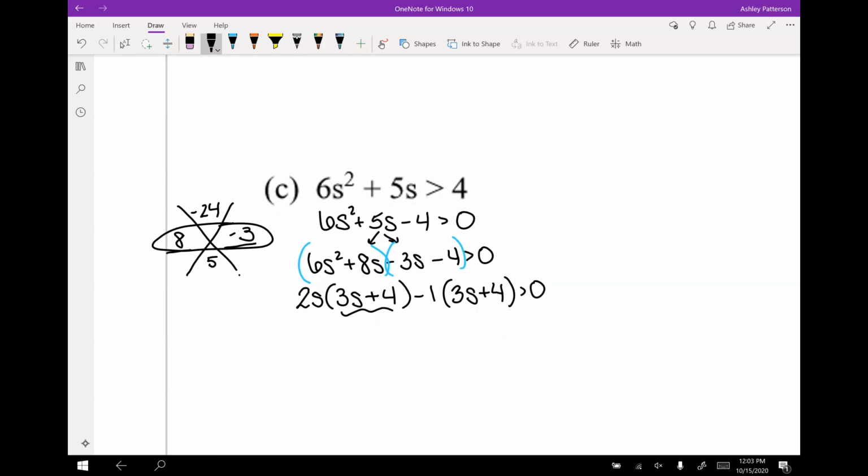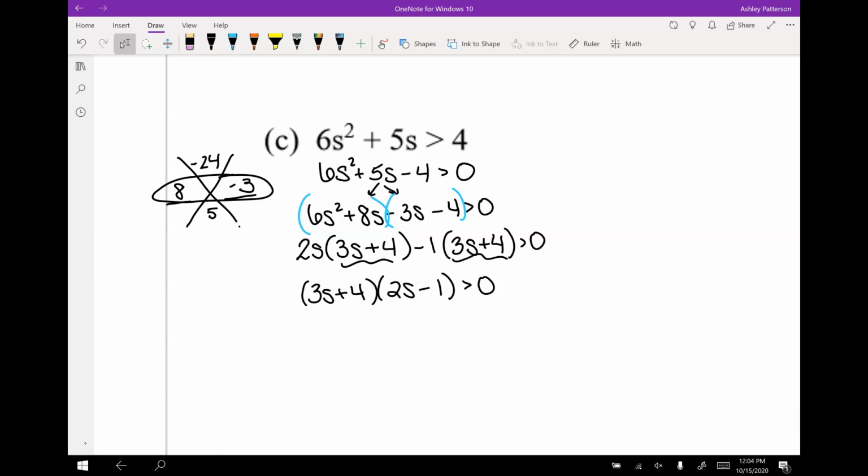All right, since these are the same, that's what we want. We're going to factor that binomial out, 3s plus 4, leaving behind the 2s minus 1 being greater than 0. Alrighty. Nice job, everybody. Hopefully you're with me still.